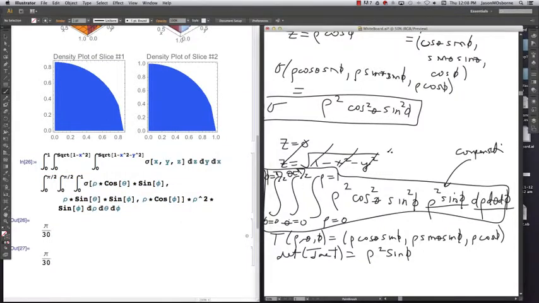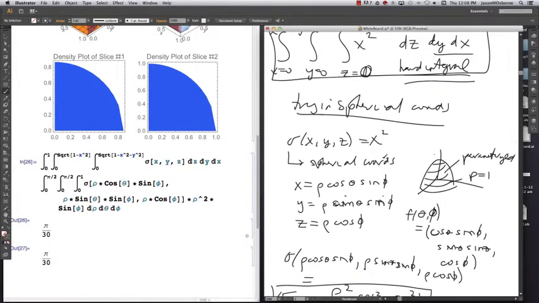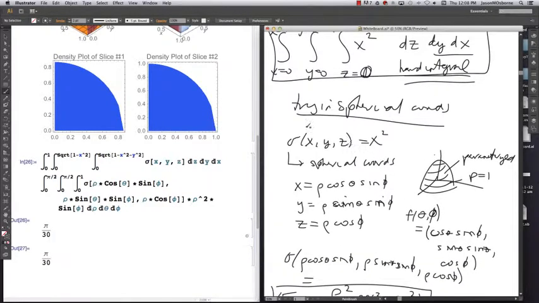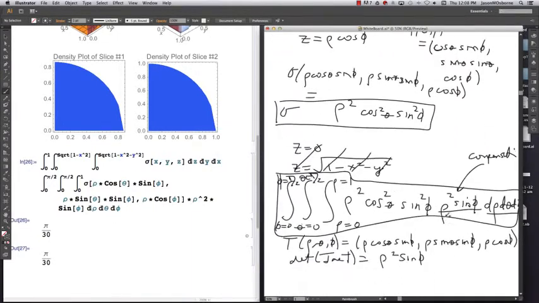Okay. So that's the setup of a problem in spherical coordinates. You just have to transform the density function, and don't forget your compensation term on your integral of rho squared sine phi, and then you need to describe the region in terms of the rho, theta, and phi variables.